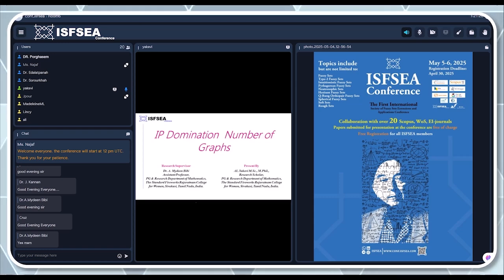Today I am going to present the paper on the topic IP domination number of graphs. Here, IP stands for isolate pendant. The outline of the presentation is motivation, definition, followed by an example, observation, and results for IP domination number, relationship between IP domination number and domination number, and bounds for IP domination number, and it ends with conclusion and references.